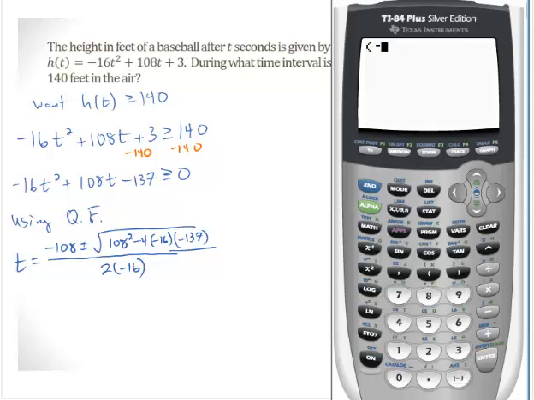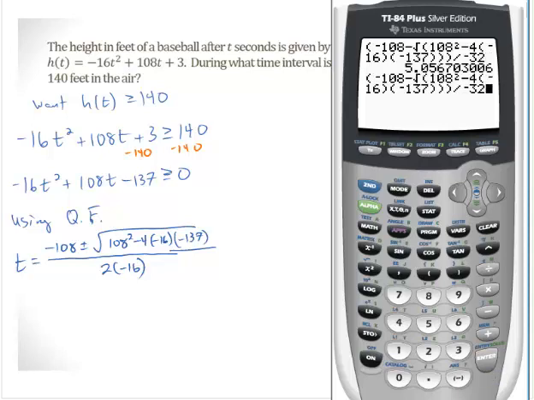Parentheses for the entire numerator. Negative 108 minus square root 108 squared minus 4 by negative 16, close, open, negative 137, close, close the radical, close the numerator, divide by 2 times negative 16, I'm just going to do that in my head, negative 32. Hit enter. All right, so there's one of the values. Let me change that minus to a plus. So we have 1.69 and 5.06.